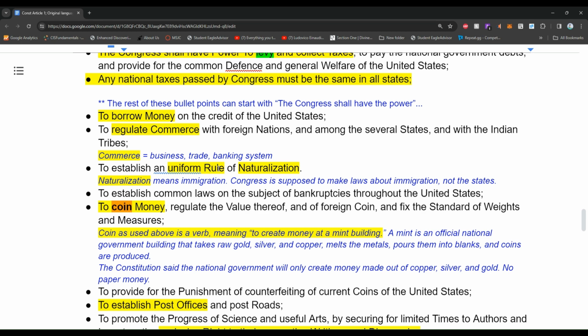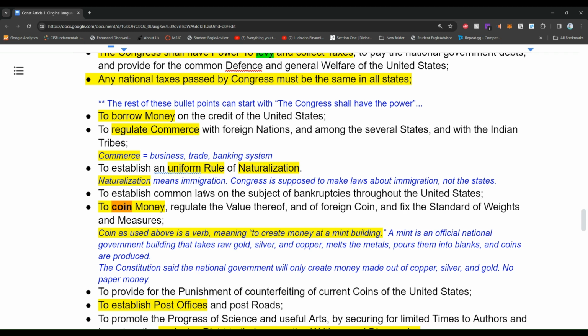Uniform rule means it has to be the same for each state, and naturalization means when you naturalize an immigrant, that immigrant becomes a U.S. citizen. So, naturalization is the process by which immigrants can become American citizens. And those laws Congress has to pass, and they have to be the same from state to state.